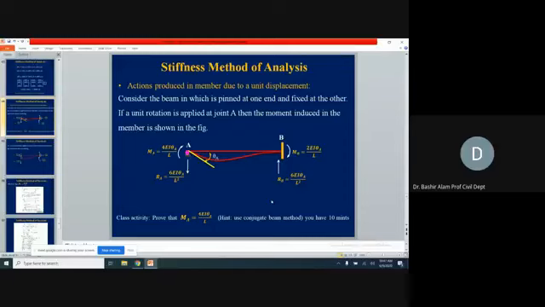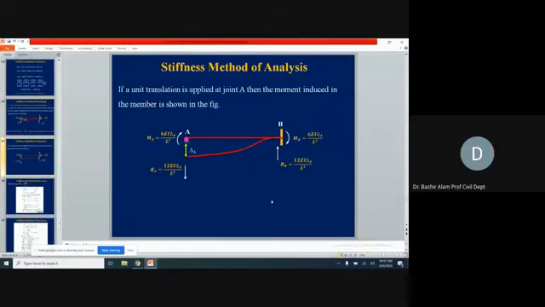Now, instead of the rotation, if we give a translation at one end, what will be these four member end actions? Now at A, if you see a delta A in the downward direction at A, this translation is given. We pull this down by delta A now. So what will be these member end actions generated?